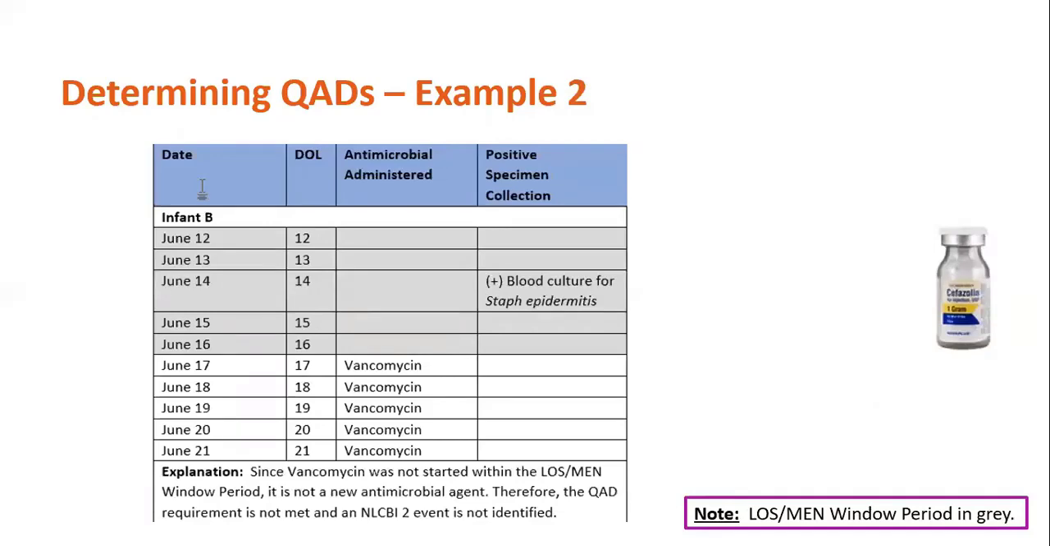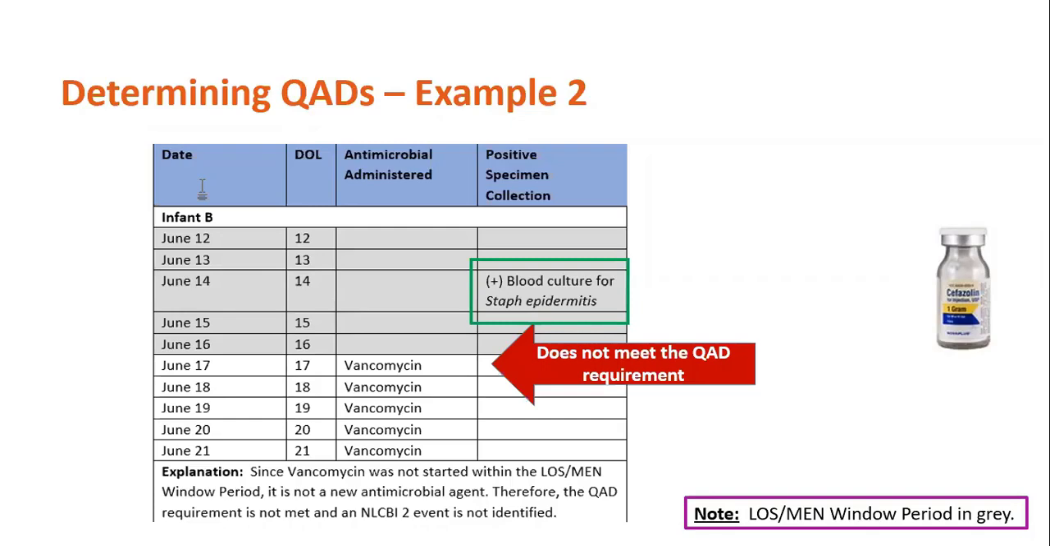In this example, we have infant B who has a staph epidermidis positive blood culture on day of life 14 that created a June 12th to June 16th late onset sepsis min window period. Although the vancomycin was continued for 5 days, it is not initiated during the late onset sepsis min window period, so the NLCBI2 event was not met.